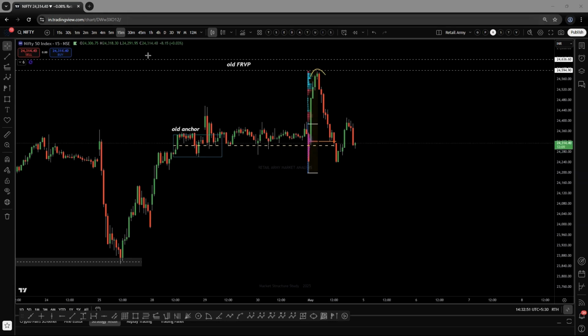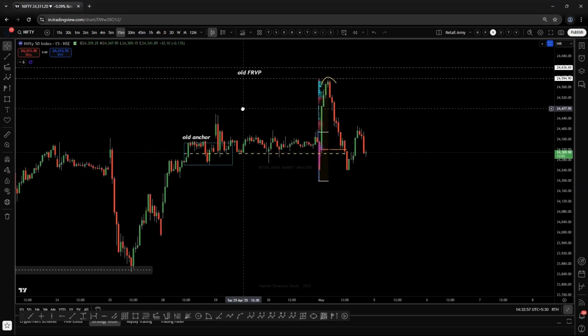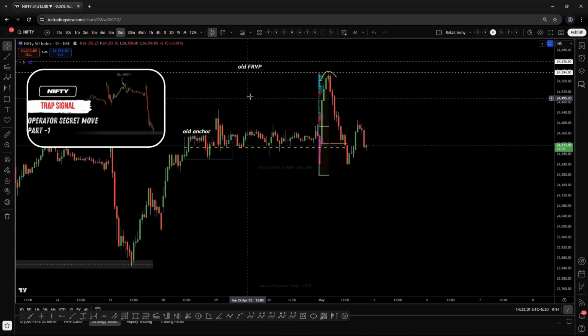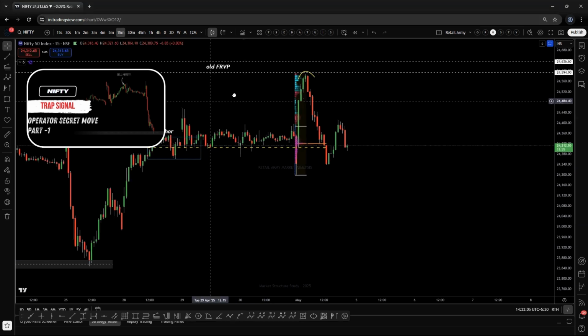This is the third part of the operator signal, the operator move, which we've been talking about for the past two parts. We discussed some very important points. In the first part, we discussed how to identify the operator move using volume analysis. In that important part, what did I tell you?